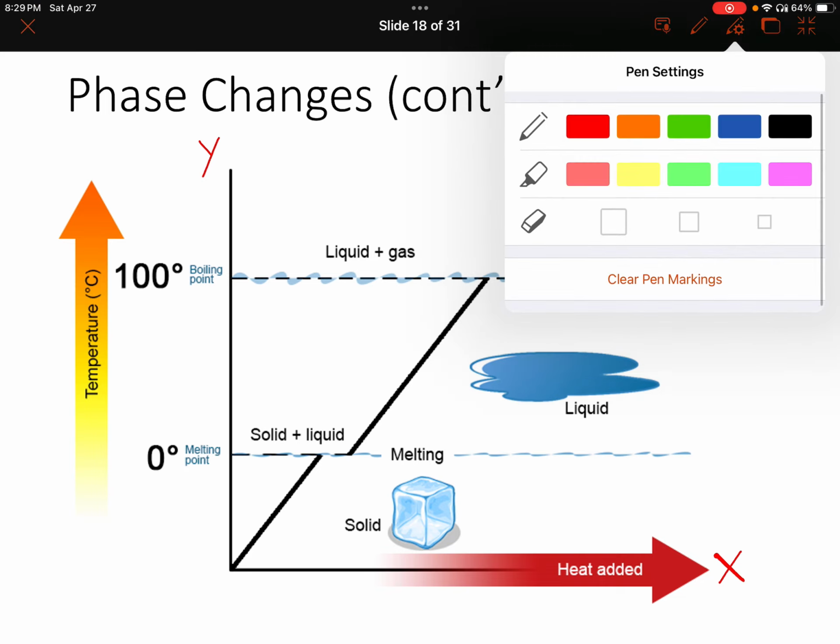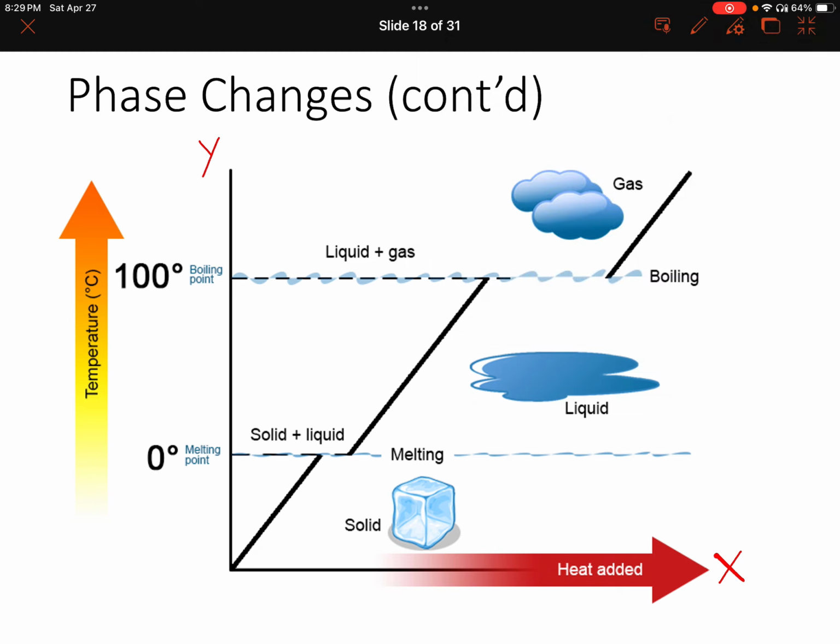Okay, so initially, we have a solid, and we're going to assume that this is below the freezing point of water. So that would be 0 degrees Celsius. So our water molecules are frozen, they're stuck in place. And as we add heat, the temperature of that ice is going to increase until we hit the melting point, which is also referred to as the freezing point.